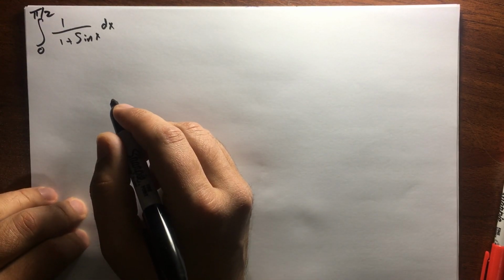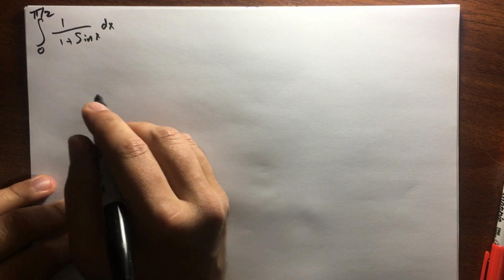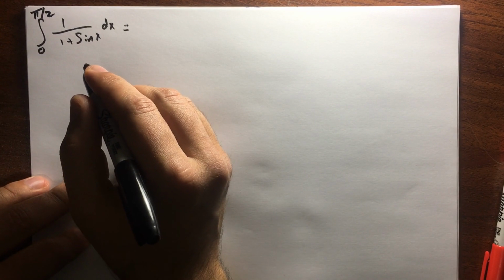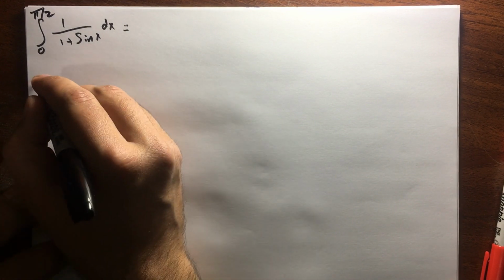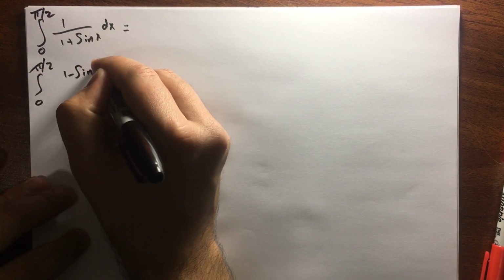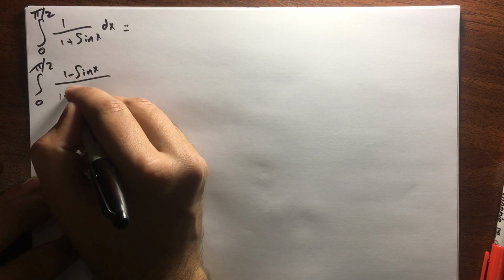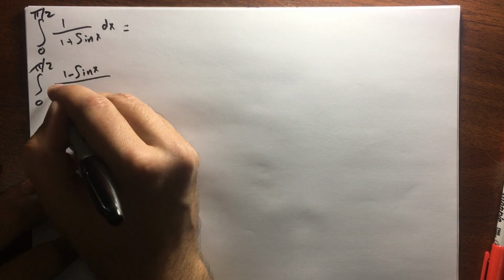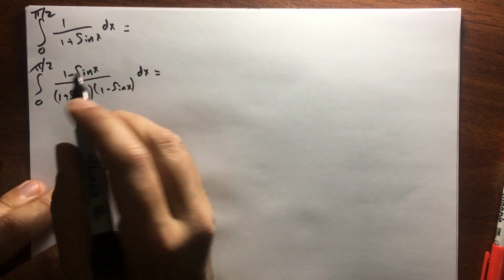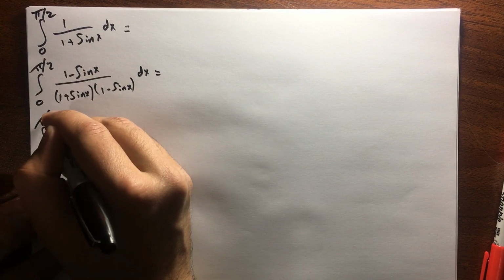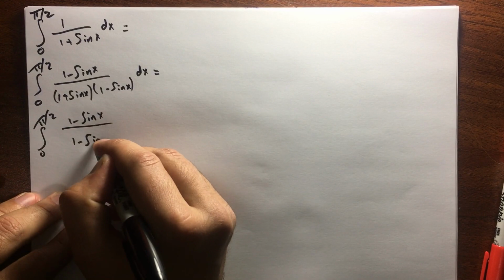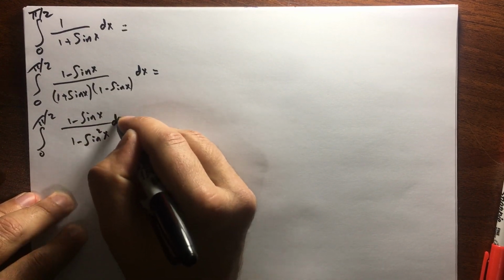In this video, we evaluate the integral from 0 to pi over 2 of 1 over 1 plus sin x dx. We start by multiplying both the numerator and the denominator by 1 minus sin x. So we have the integral from 0 to pi over 2 of (1 minus sin x) over (1 plus sin x) times (1 minus sin x) dx. This equals the integral from 0 to pi over 2 of (1 minus sin x) over (1 minus sin squared x) dx.